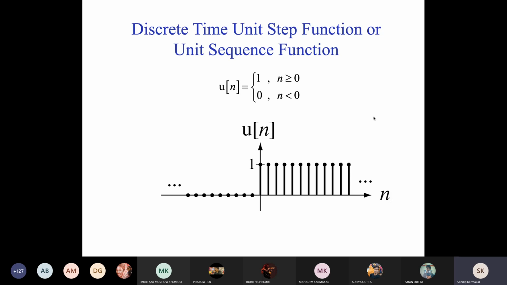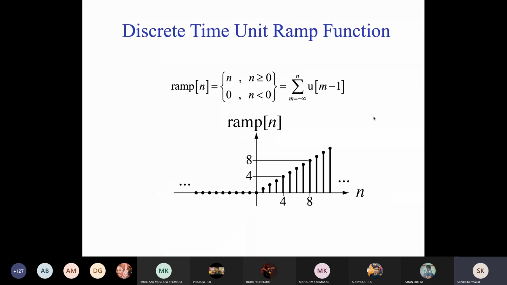Now, the discrete time unit step function, or unit sequence function, is u[n] equal to 1 if n is greater than or equal to 0, and 0 if n is less than 0. So it will look like this: for n equal to -1, -2, -3, the value will be 0, and for n equal to 0, 1, 2, 3, the value is 1. This is the discrete time unit step function.